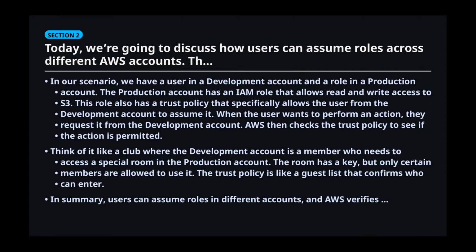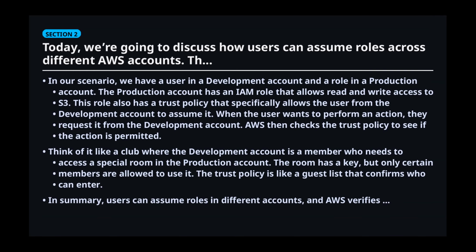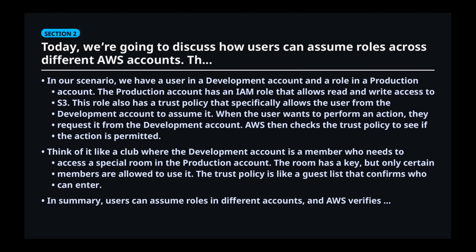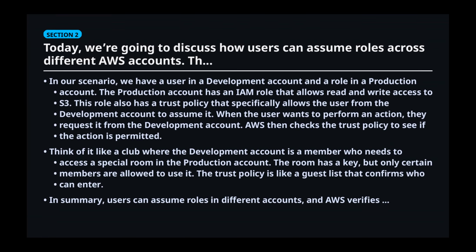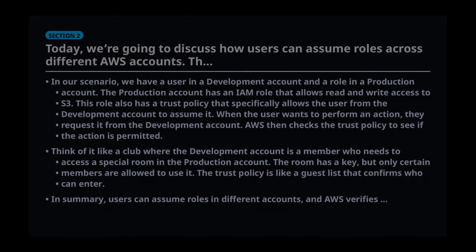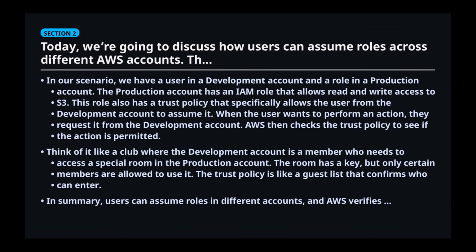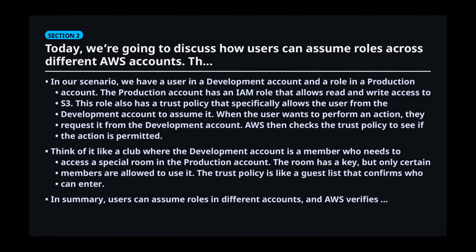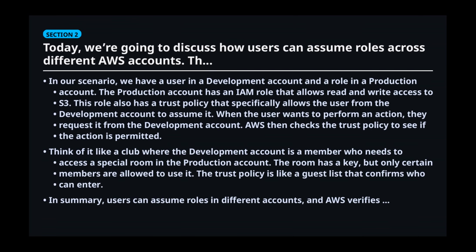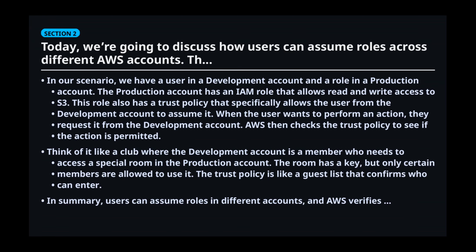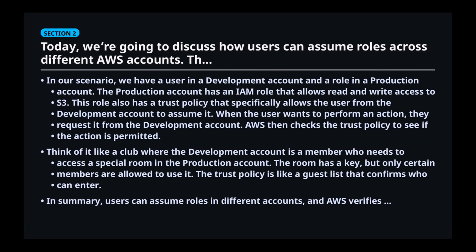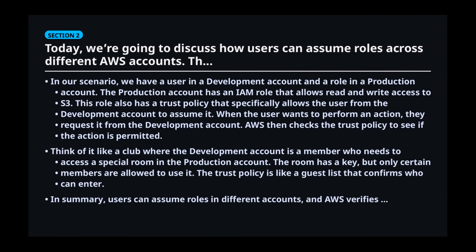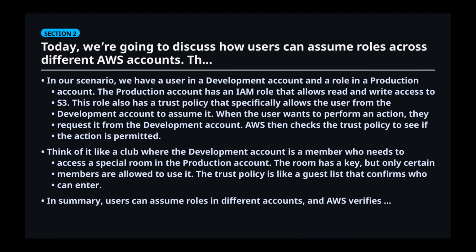In our scenario, we have a user in a development account and a role in a production account. The production account has an IAM role that allows read and write access to S3. This role also has a trust policy that specifically allows the user from the development account to assume it. When the user wants to perform an action, they request it from the development account. AWS then checks the trust policy to see if the action is permitted.